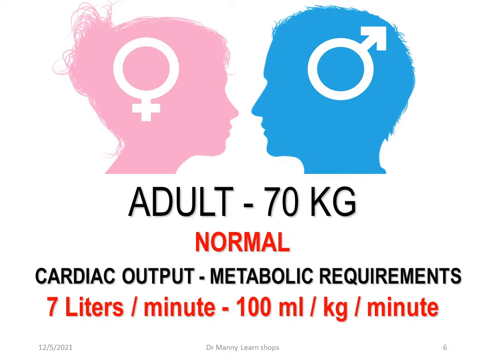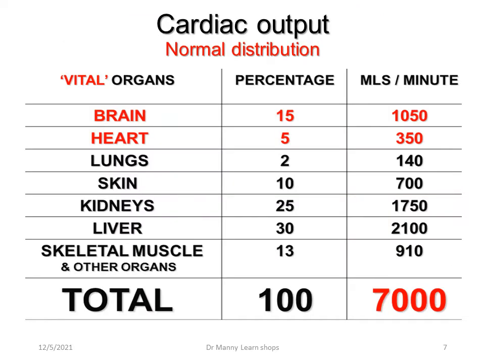If we look at an adult, 70 kilograms, normal cardiac output and metabolic requirements basically are equal to about 7 litres per minute, which is the equivalent to 100 mils per kg per minute. It can vary, but this is typically.